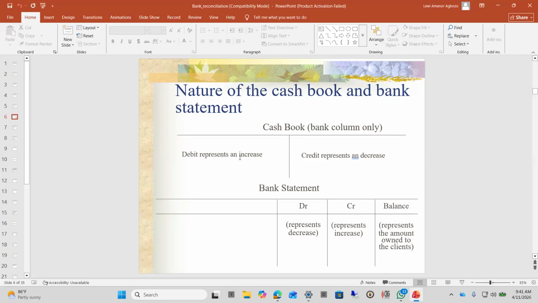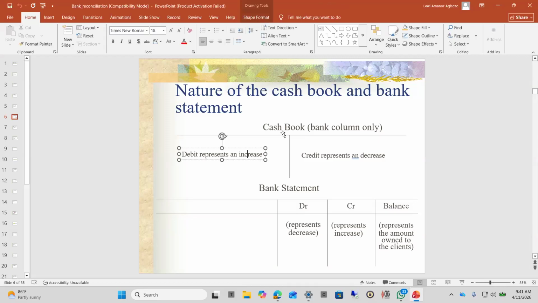So the top here, you see, this is the cash book, the bank column. Good. So when there's an increase in cash in terms of bank deposit, you debit it to represent an increase. And in the bank, when there's an increase, the bank will credit it. So when there is a decrease in your cash, you pay something, you will credit it to your bank account. The same way, when you pay something out of the bank, the bank will debit your account.